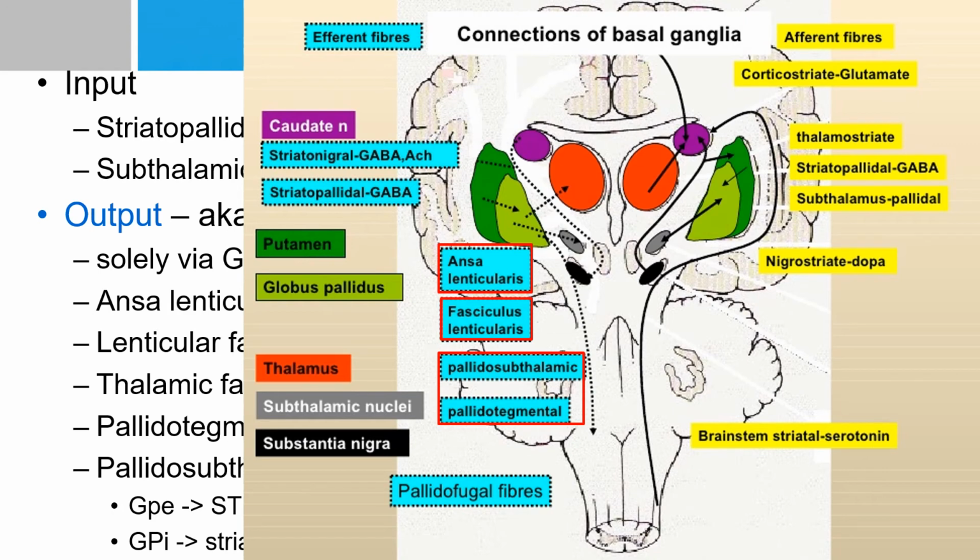The pallidosubthalamic system conveys information from the globus pallidus to the subthalamic nucleus, and also the globus pallidus internus conveys information via the stria medullaris to the lateral habenula. This is also considered part of the pallidosubthalamic system.